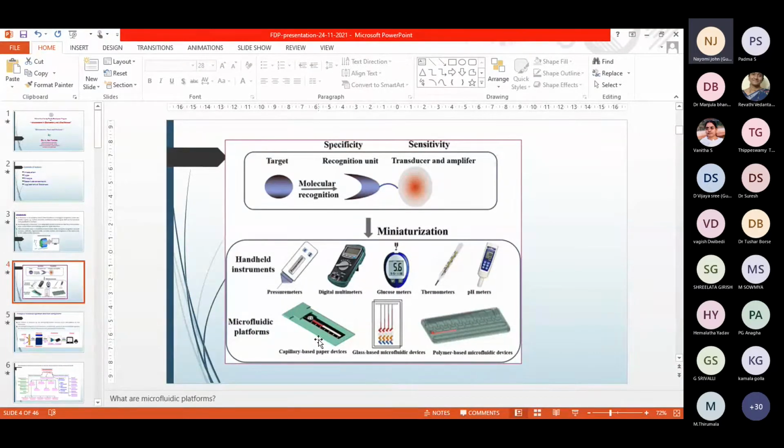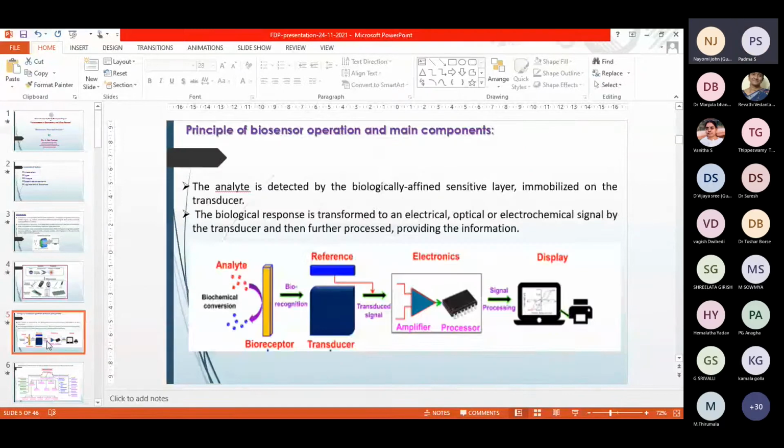Coming to the principle of the biosensor operation, here you can see the surface of the bioreceptor. The bioreceptor is nothing but the antibody or the enzyme or the DNA, or in this case aptamers, for example DNA or RNA aptamers, or whole cell. These all act as the bioreceptors, and the analyte is what we are interested in. This kind of analyte and bioreceptor interaction is called biorecognition, and in the transducer that will be amplified and then processed and displayed in the form of a signal.